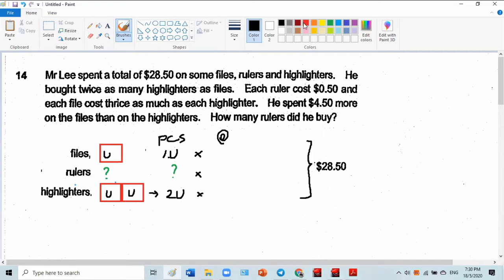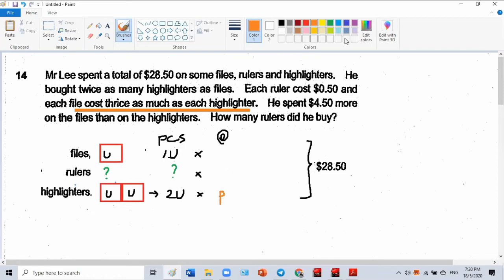Each file costs twice as much as each highlighter. Even though I have just gone through it, I have to read again. Do we know the price? Which is the lower price, the highlighter or the files? The highlighter. So I don't know the price, right? At what price? I don't know.